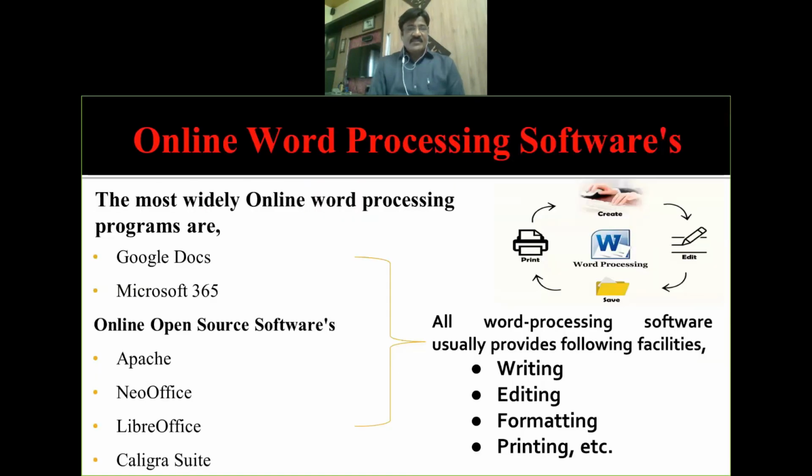Now we will discuss some of the most widely used online word processing software. They are Google Doc, Microsoft 365, and when you are talking about open source software, they are Apache, NeoOffice, LibreOffice, and Calligra Suite. All the word processing software is for writing, editing, formatting as per our requirement, and finally, when our entire document is ready, we are able to print. Every researcher needs these facilities while writing a thesis or a paper.